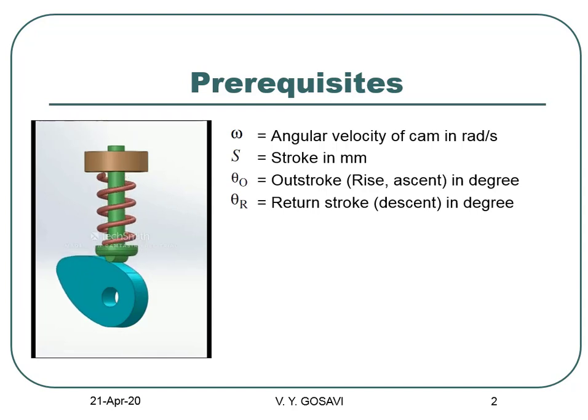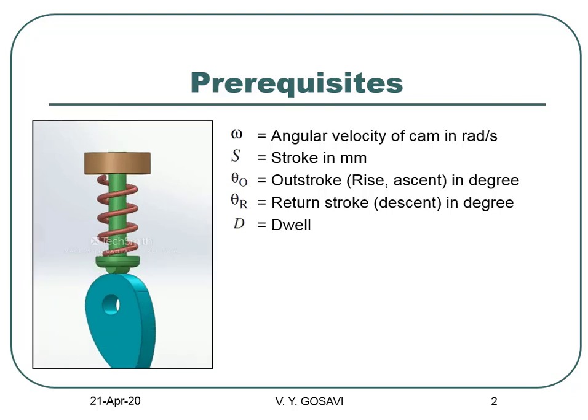Here you can see when the cam is rotating, the follower is moving in the downward direction. The angle of rotation of the cam when the follower travels from its topmost position to the lowest position is called the return stroke, which is denoted by theta R.